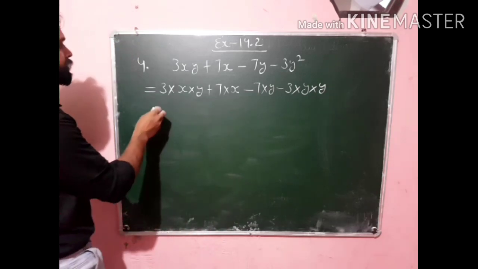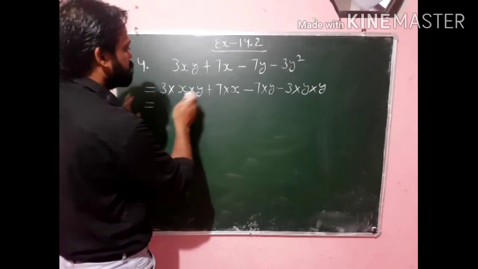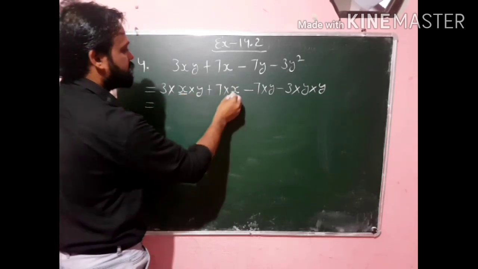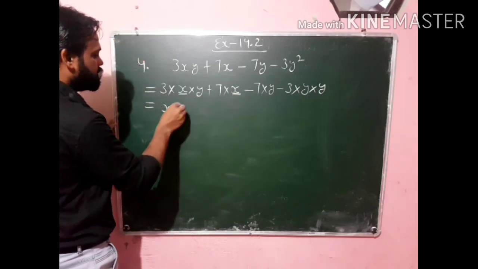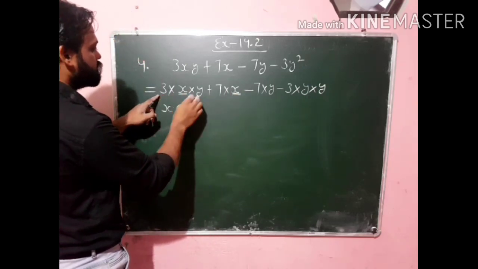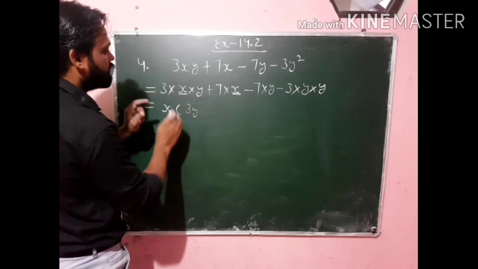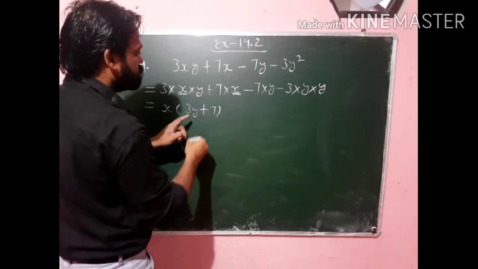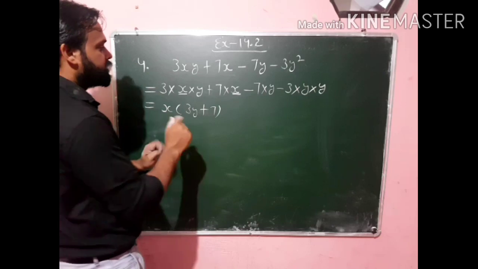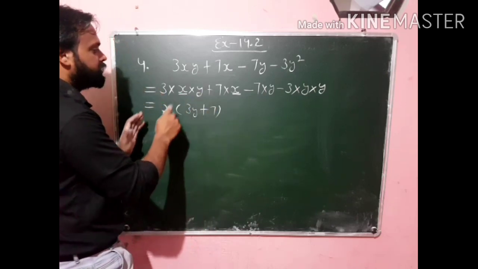So okay, now the next step is again we have to take the common terms in the first group. You can see x and x is common in the first group. So take x outside of the bracket. Inside the bracket this is 3 into y, 3y plus 7. So these terms we got inside the bracket after taking x common in the first group.